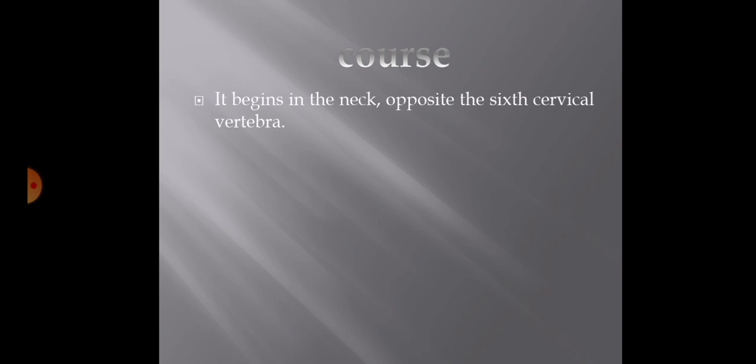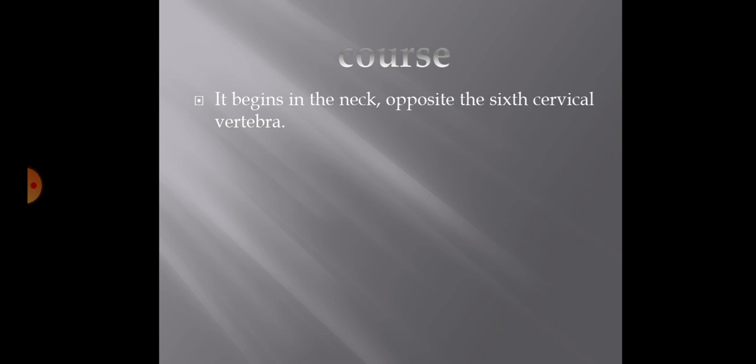It has three parts. The cervical part, which is located in the neck. The thoracic part, located in the posterior mediastinum. And the abdominal part, which enters the abdominal cavity and joins the stomach. Okay?